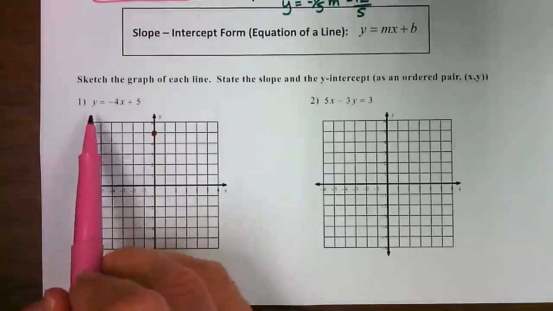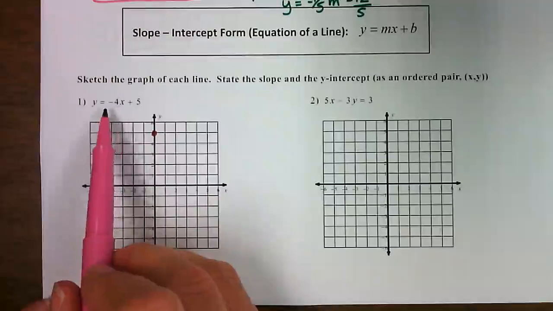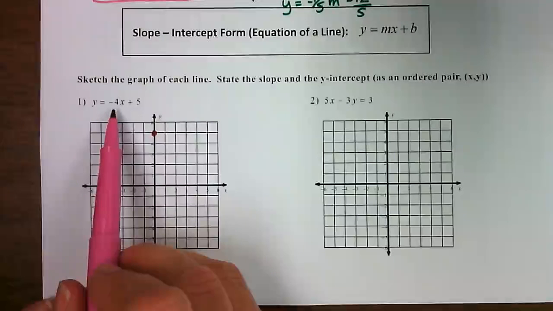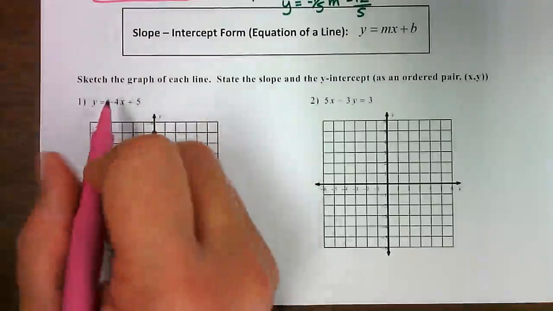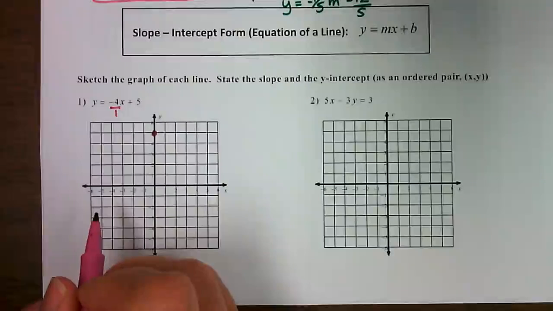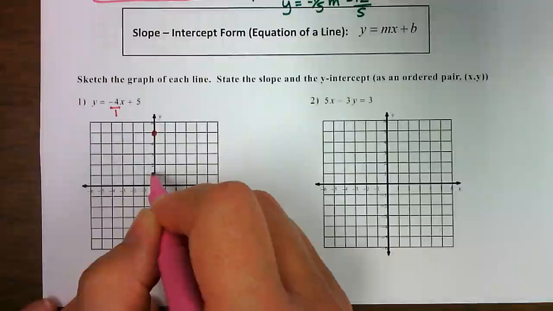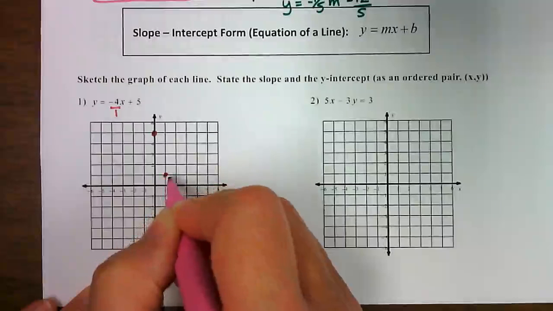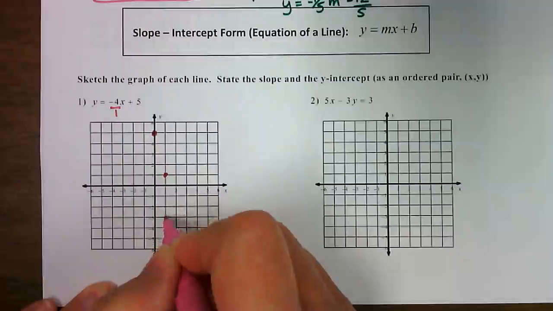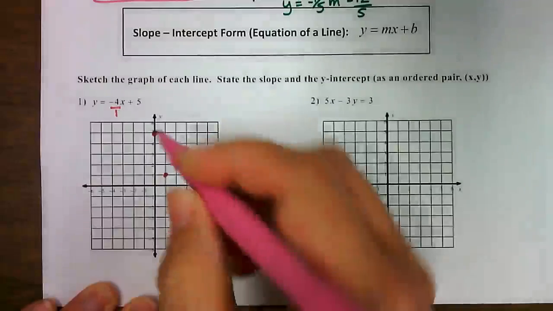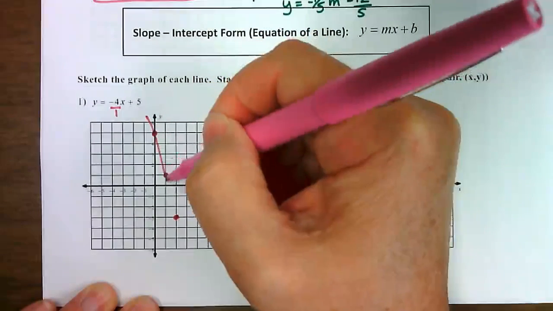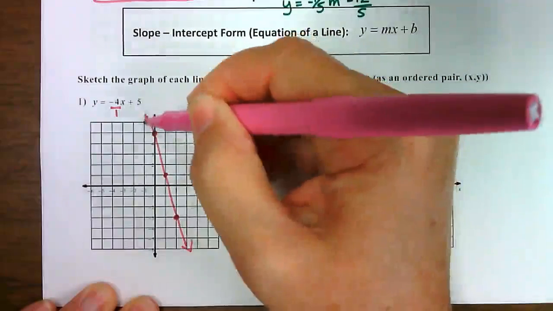And then I've got m is -4. Well, slope is always rise over run, so this must be -4 over 1. So my rise is -4, 1, 2, 3, 4, and my run is +1. Rise -4, run +1. So you can see where that line is going to end up.